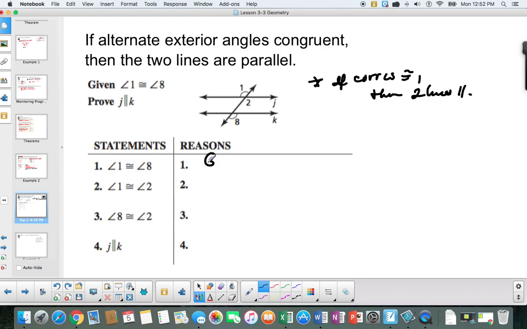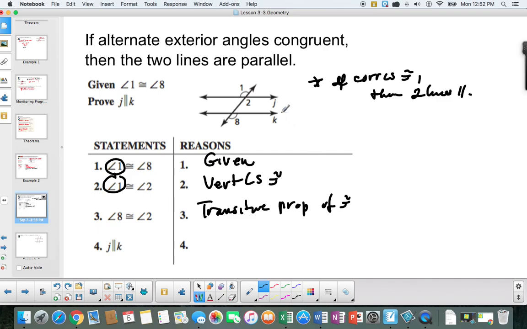So statement 1 is the given. Angles 1 and 2, vertical angles, are congruent. And again, we have this connection happening. So by the transitive property of congruence, we have angles 8 and 2. Angles 8 and 2 happen to be corresponding angles, and we have shown that they are congruent. So we can reach the conclusion that these lines are parallel by using the theorem: if corresponding angles are congruent, then the two lines are parallel.